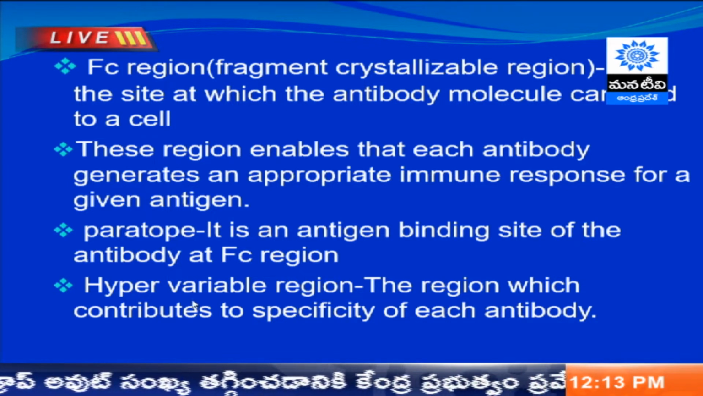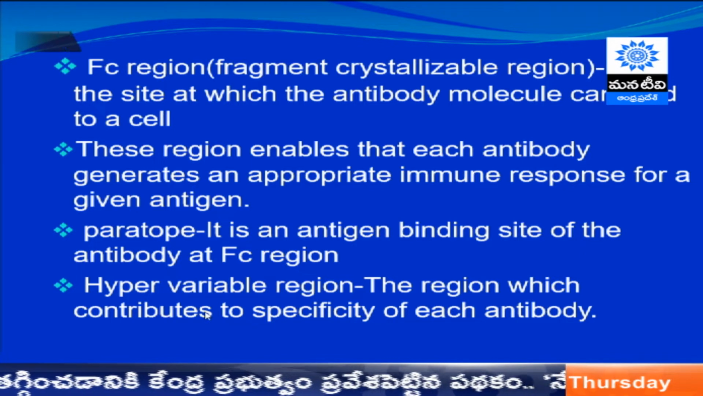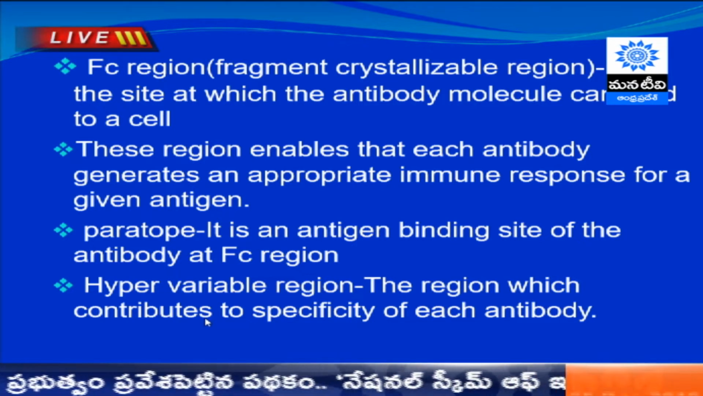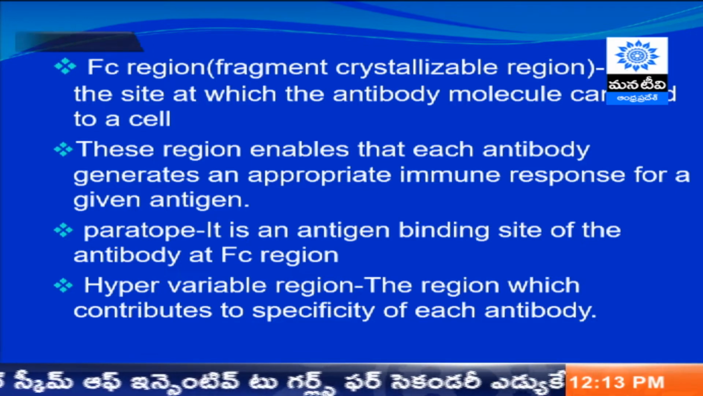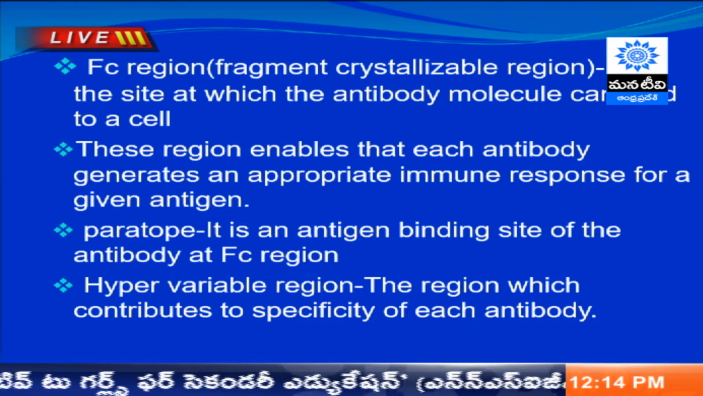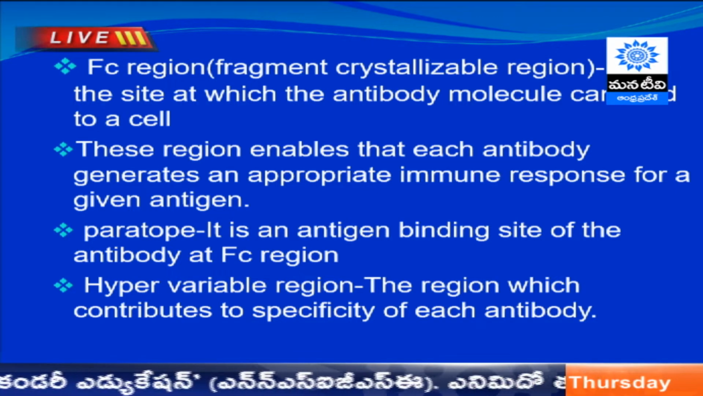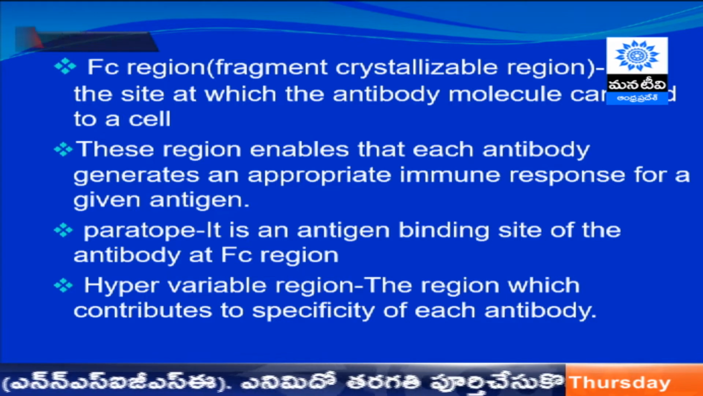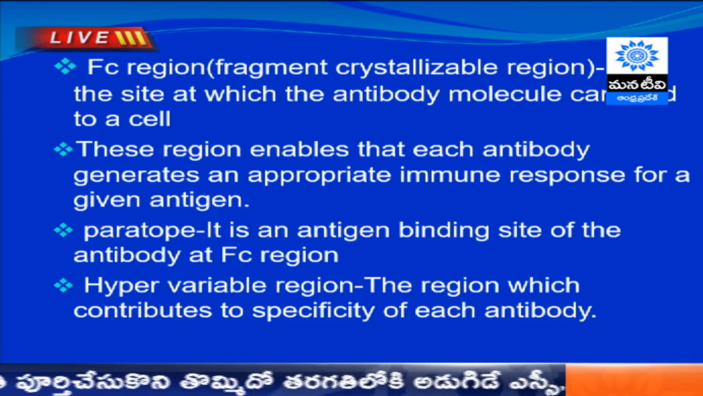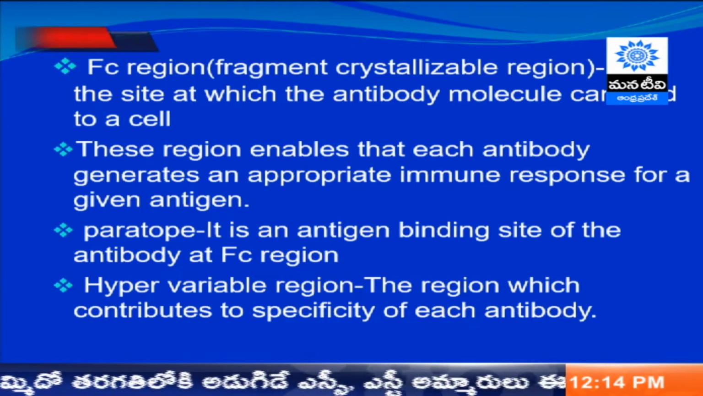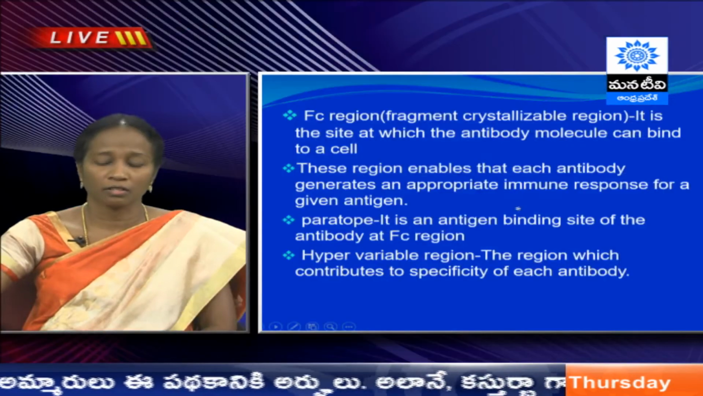The next region is an important region called the hypervariable region. This region contributes to the specificity of each antibody. Generally all antibodies have similar structures, but they show a little variance at a particular region present at the tip of the chain, which is nothing but the hypervariable region.